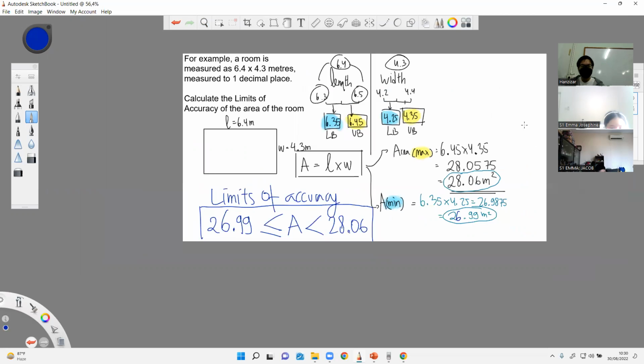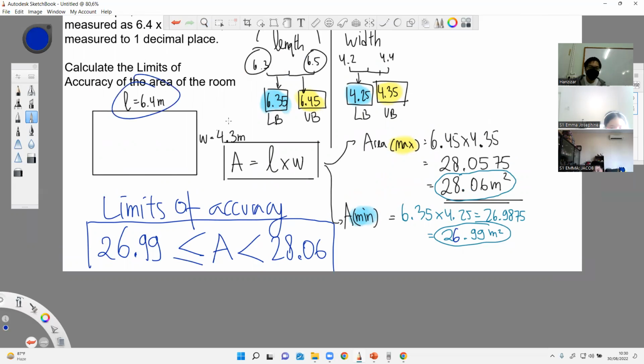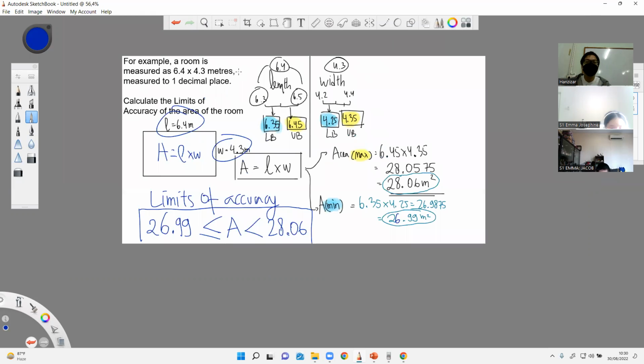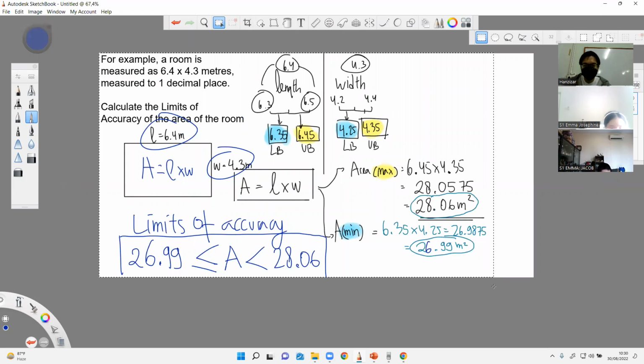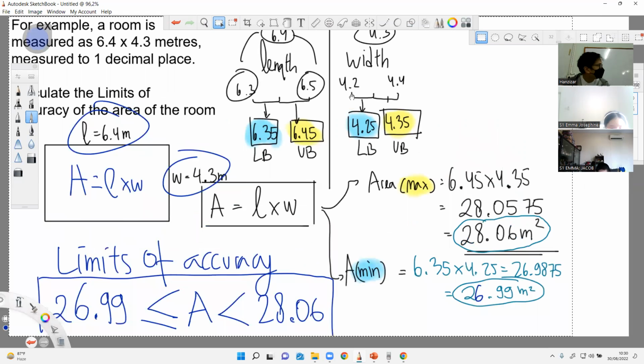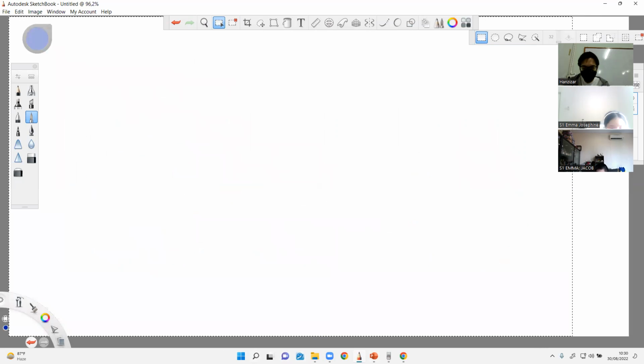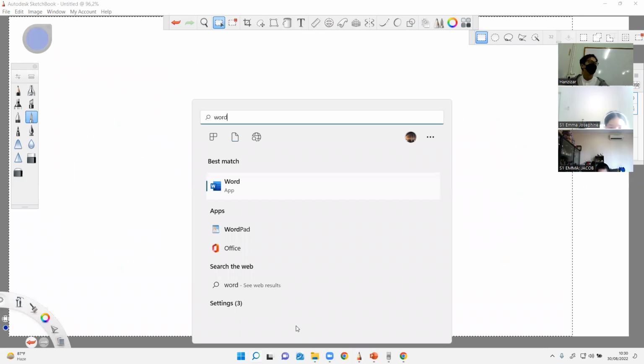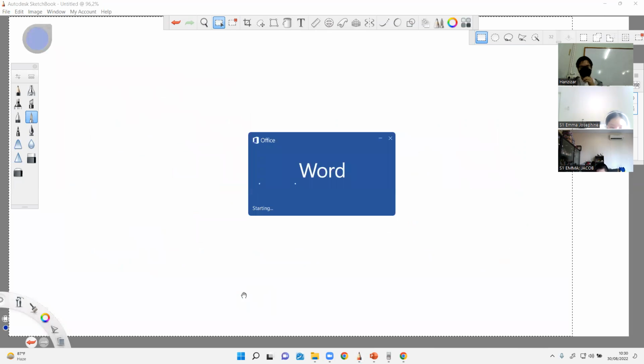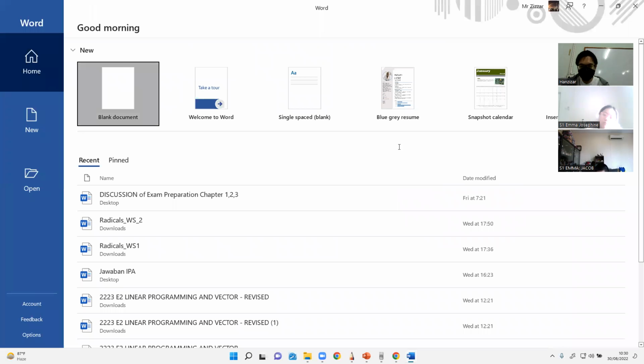Okay, so again, you cannot just directly put 6.4 times 4.3 for the area. Wrong. You need to find the upper bound and lower bound of each of the units first. Any question, guys, so far? Still simple, right? It's not very hard. It's hard, but doable because you have a calculator to help you do this easily. Okay, I'll put on Microsoft Word, and then I have one more question, and then we are done for the materials, not for the exercise. Exercise will be given later. Okay.